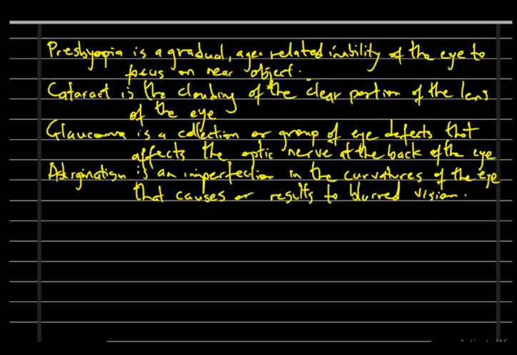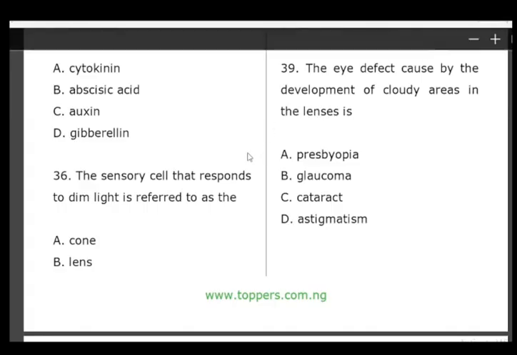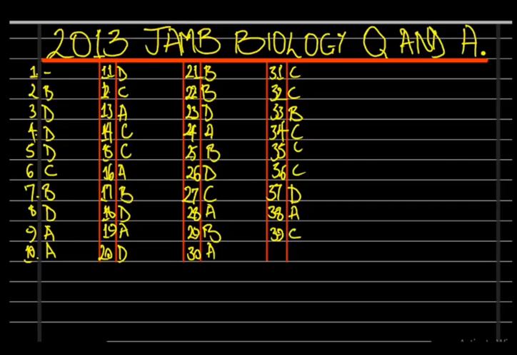So for the question that we were asked, we now understand that cataract is the answer, which is the clouding of the clear portion of the lens of the eye. So cataract, which is option C, is the answer to question 39. Option C. And then we move to question 40.